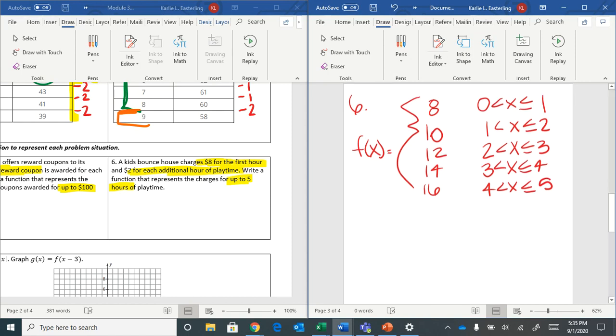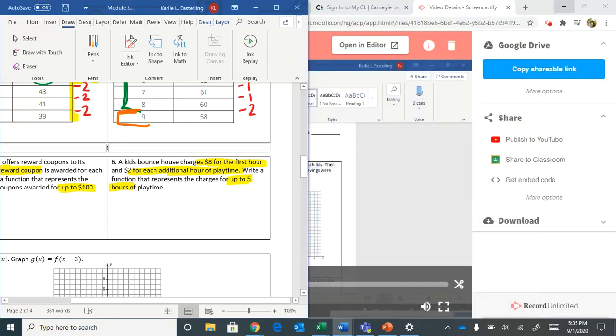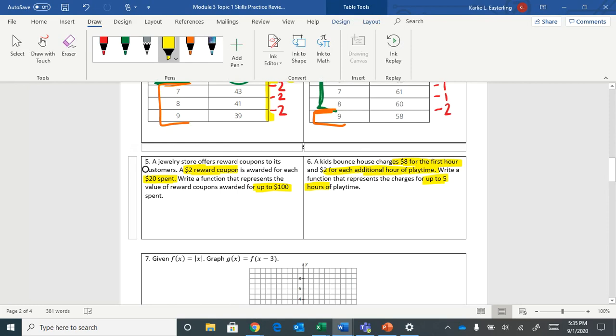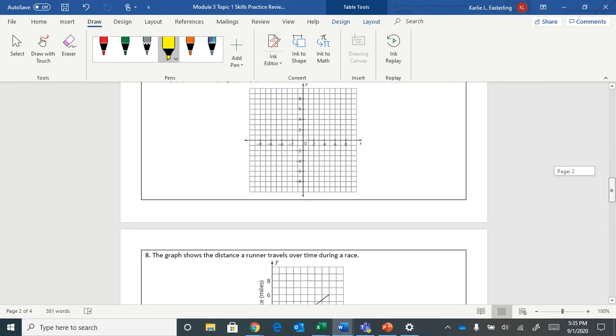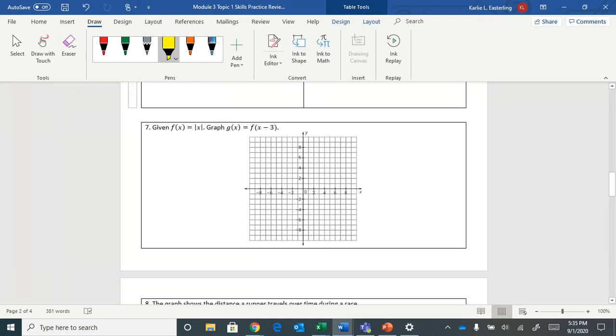All right. And I think that was all I was going to do on this other Word document. So I'm going to go ahead and minimize this and make this cover my whole screen again. So if we were given f of x equals the absolute value of x.